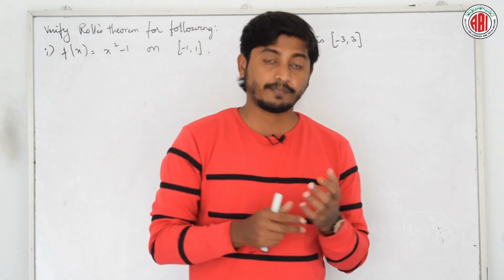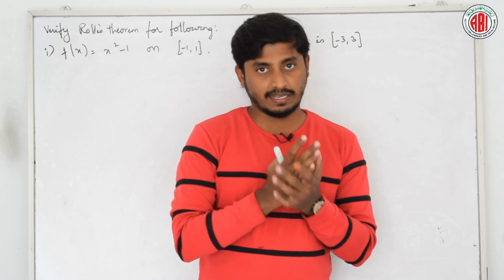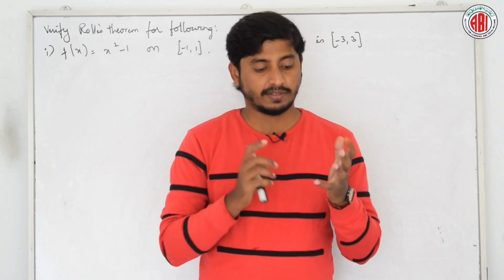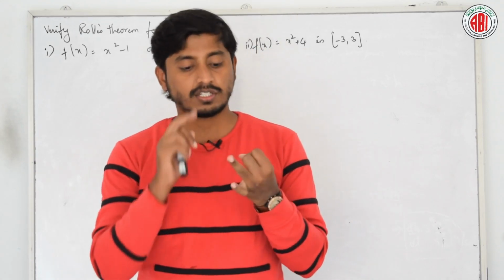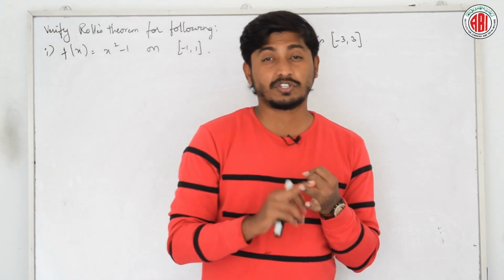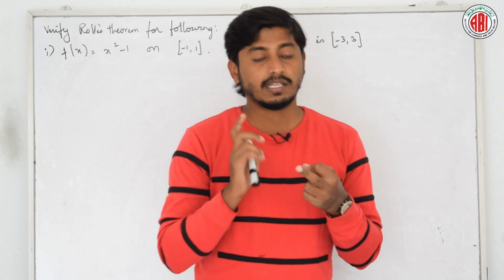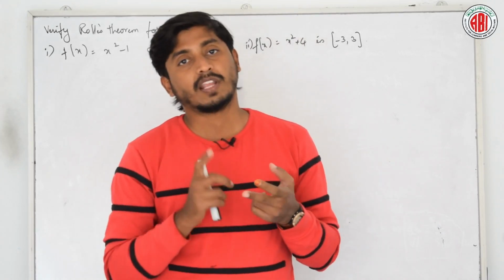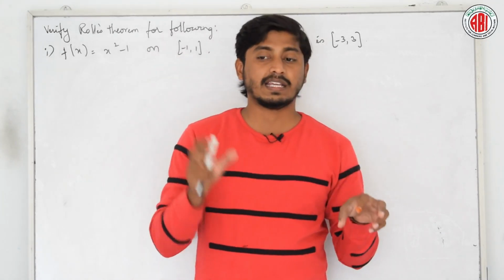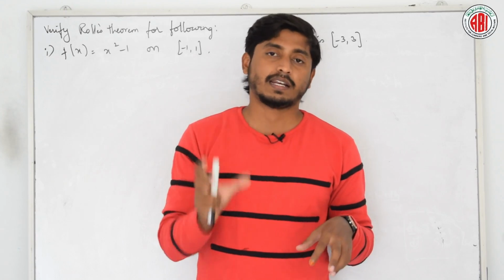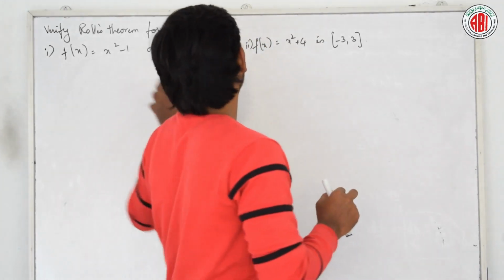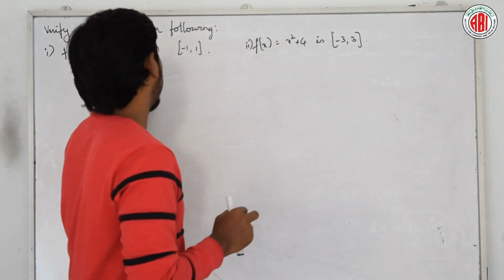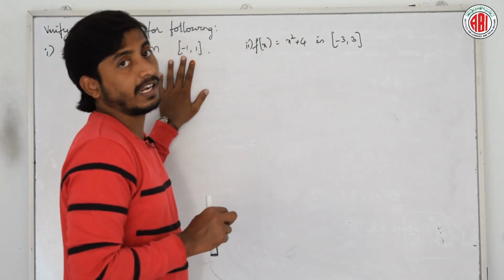What is Rolle's theorem? Rolle's theorem states that for a function f of x, the first condition is that f of x should be continuous within a given range. The second condition is f of x should be differentiable within that range. Then the third condition, f dash c equal to 0, where c lies between that range. So we'll have questions like this: verify Rolle's theorem for the following function in this range.